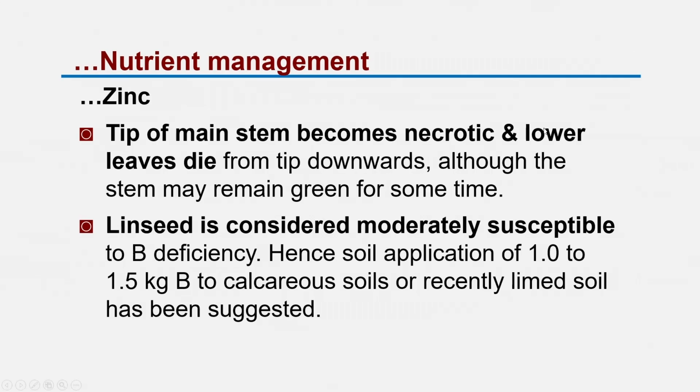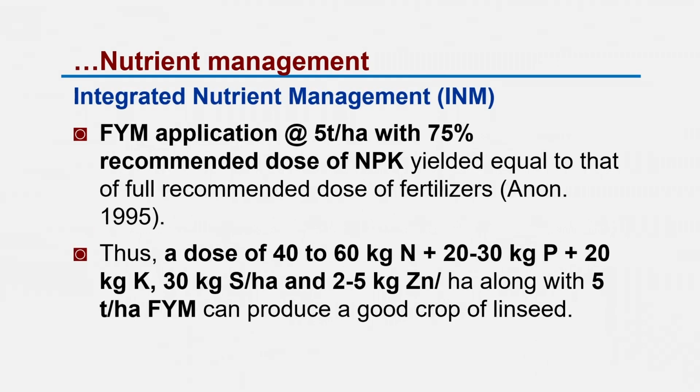Tip of main stem becomes necrotic. Here necrotic means the death of the tissue happens and lower leaves die from tip downwards, although the stem may remain green for some time. Linseed is considered moderately susceptible to boron deficiency. Hence, soil application of 1 to 1.5 kg boron in calcareous soils or recently limed soil has been suggested.